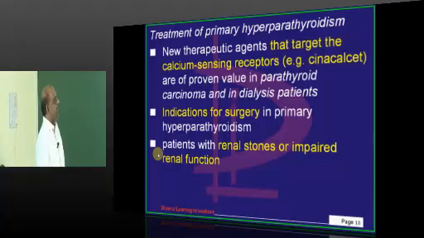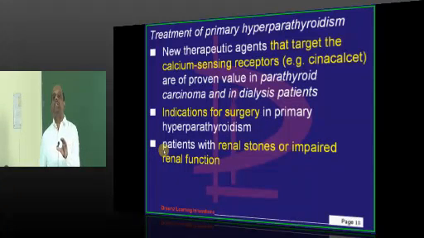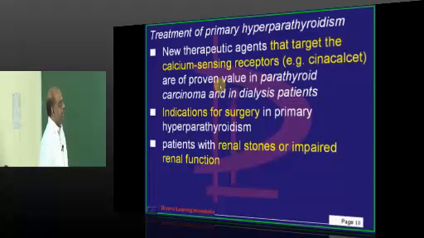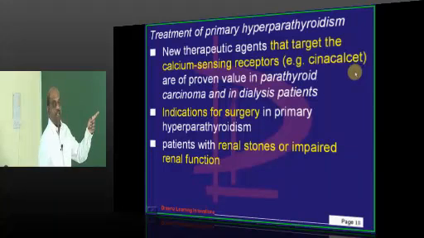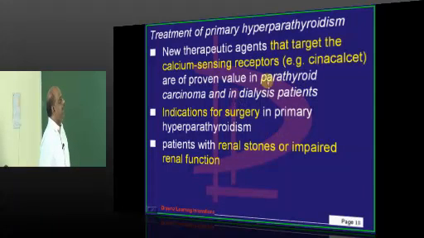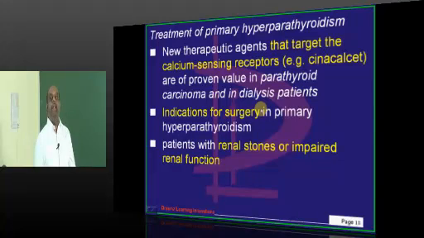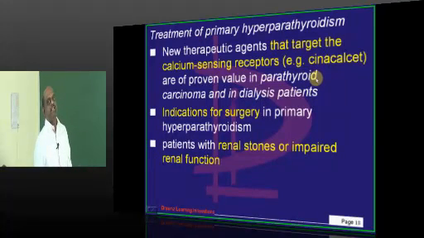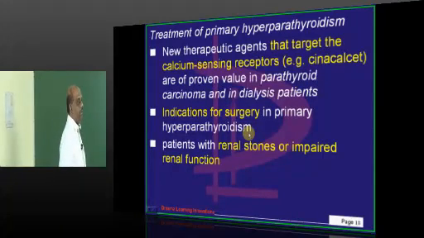Now, we have new therapeutic agents that will specifically target the calcium sensing receptors in the parathyroid gland. They are called cinacalcet, and typically they are of great value in patients who have parathyroid carcinoma, or even in dialysis patients with chronic renal failure with severe secondary hyperparathyroidism. For them, cinacalcet-like agents are helpful, which basically target the calcium sensing receptors.